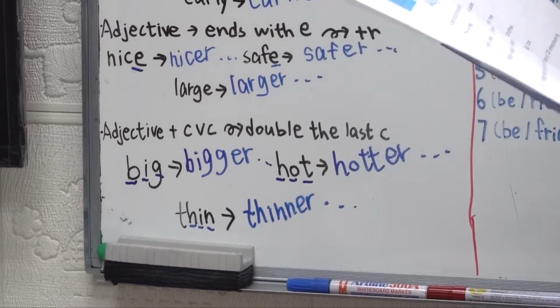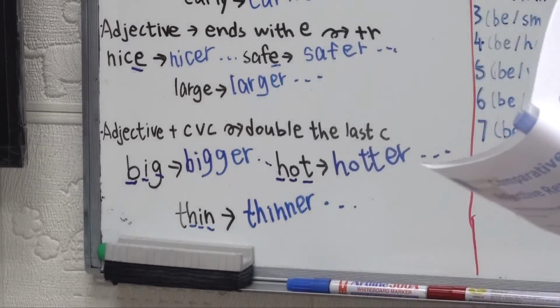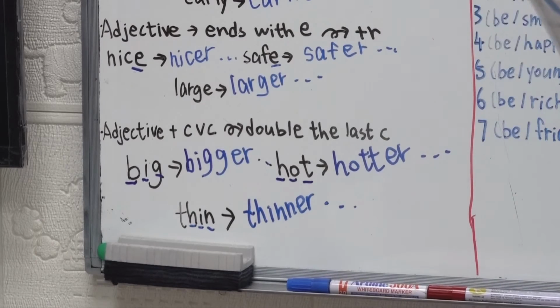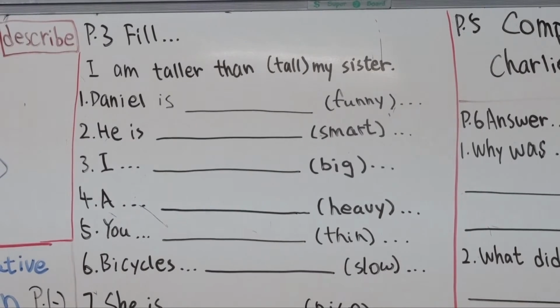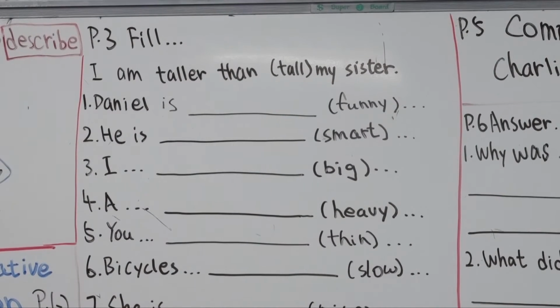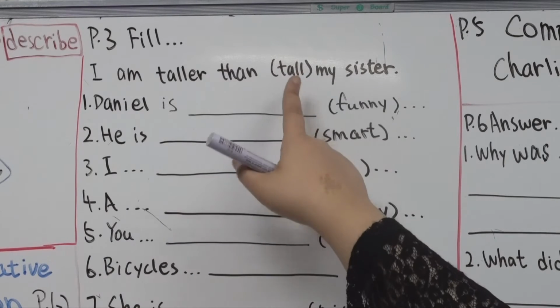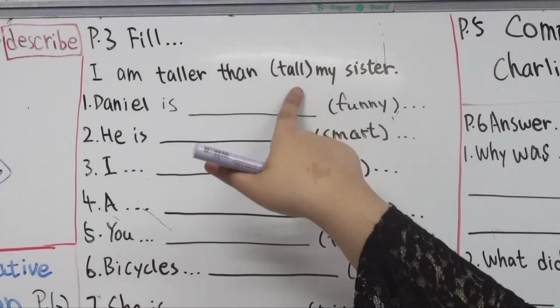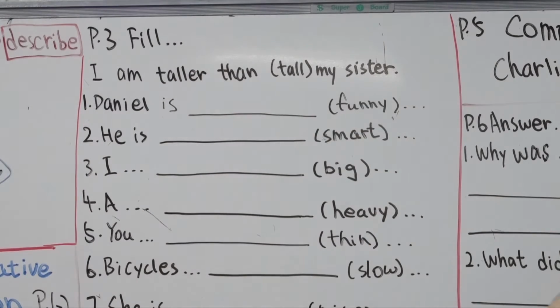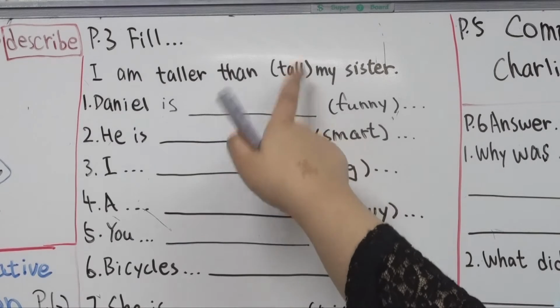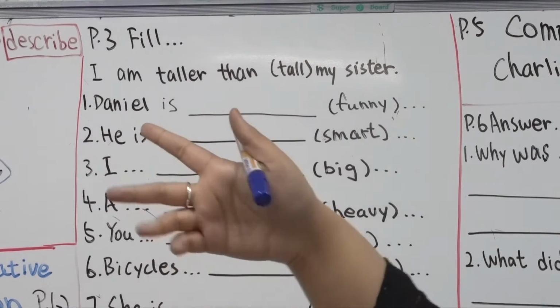Now it's time for you to do some exercise on page number 3. Please take out your pencil and turn to page number 3 for me. Okay, so here is an example, right? Number 1, I am taller than my sister. The adjective given is tall, right? So here is an adjective. We add ER. As you know, why do we add ER? Because there's nothing special, right? Yeah, so that's why it's a normal adjective.